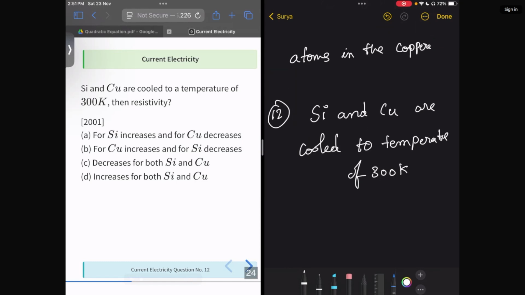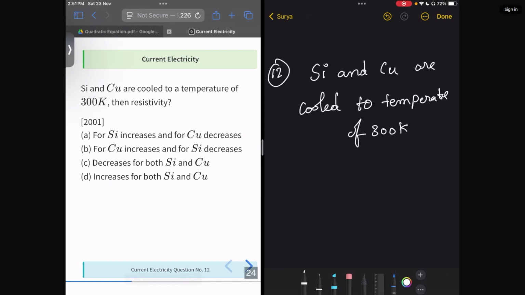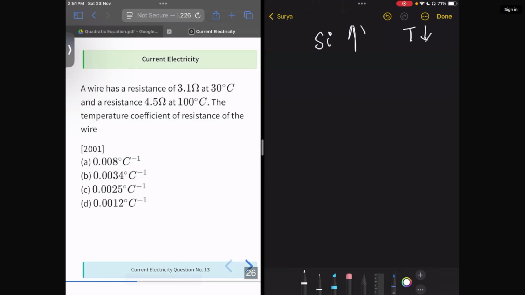So we'll come to the silicon. What will happen to silicon, which has semiconductor behavior? It has a resistivity that decreases as temperature increases. But here the temperature is decreasing, so the silicon resistivity should increase. So definitely for silicon it increases with the decrease in temperature. For copper it decreases. So option A is the right answer. So next question.